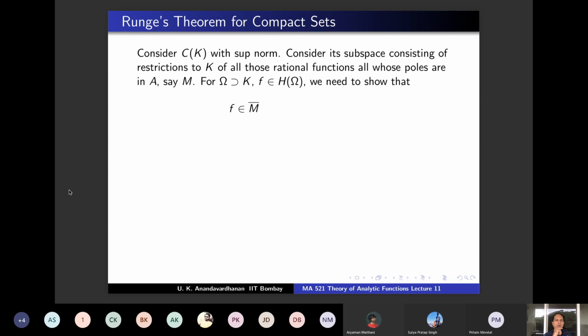So if you take a holomorphic function on an open set containing K, then we want to show that F belongs to M bar. But what is M bar? We have stated this result that M bar is nothing but the intersection of the kernels of L, where L is a continuous linear functional on C(K) which vanishes on M. Okay, so this is the first result that we know.